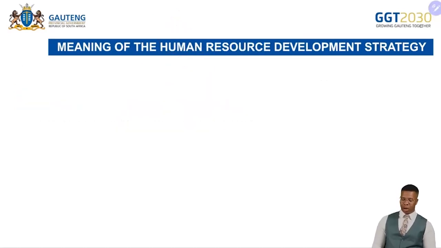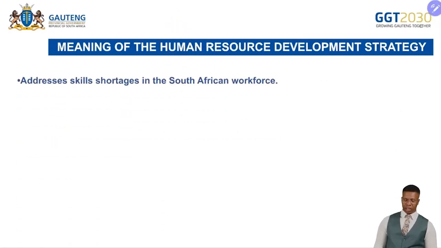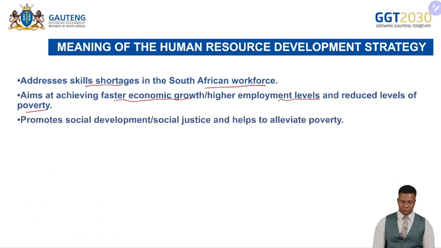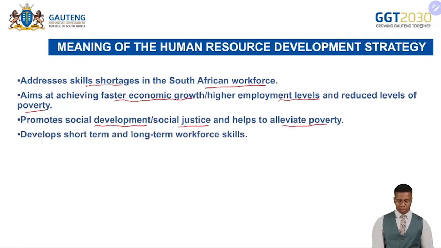And then the meaning of the human resource development strategy. This one is focused on the business, to say it addresses the skills shortages in the South African workforce. Another one, the aim is at achieving faster economic growth, higher employment levels and reduced levels of poverty. And then another one is to promote social development or social justice and help to alleviate poverty. It's also to develop short-term or long-term workplace or workforce skills.